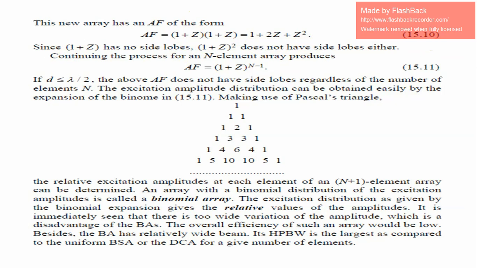So this process continues for an n-element array, and the array factor is defined as 1 plus z raised to n minus 1, which is given by equation number 15.11. If d is less than or equal to lambda by 2, then the array factor does not have any side lobe, regardless of the number of elements n and the excitation amplitude distribution, and it can be obtained easily by using the Pascal triangle.